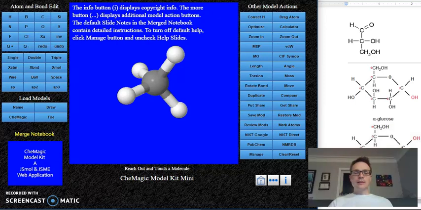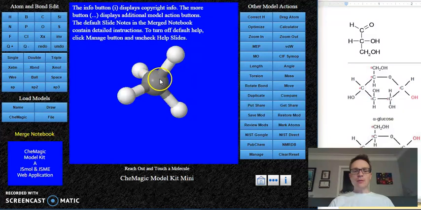For this next task, you're going to compare the shape and functional groups in different carbohydrate molecules. To do this, you're going to build the molecules using this interactive. The interactive is relatively easy to use. The gray shape is carbon, the white ones are hydrogen.